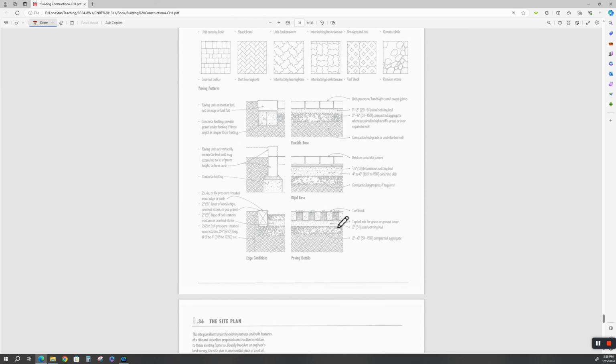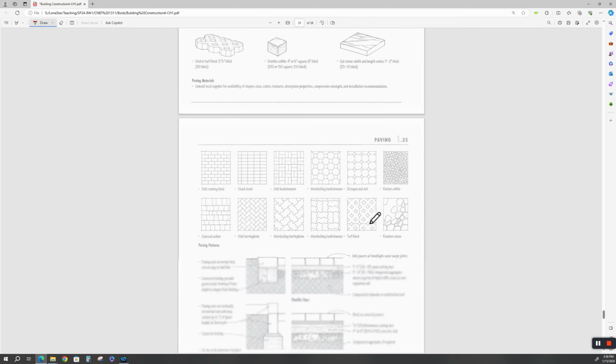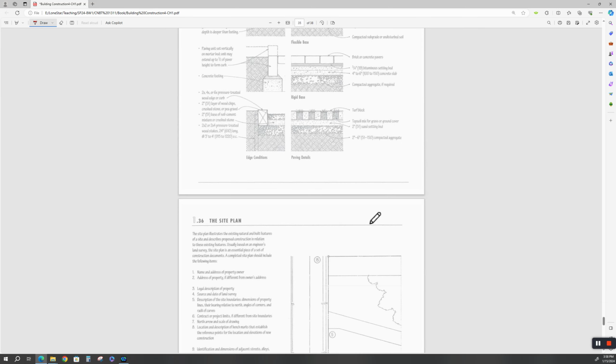Here's an example of the turf block. All right. So yeah, you have a sectional example of these up here, which is good. This again is your design vocabulary.